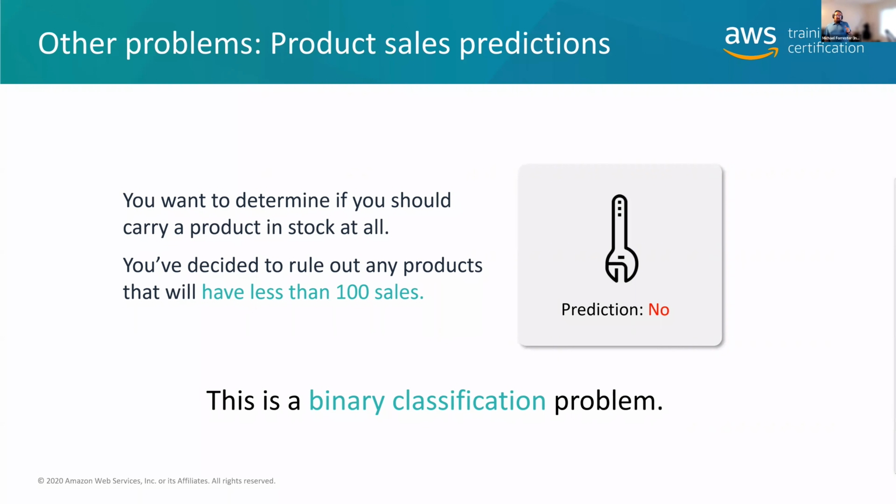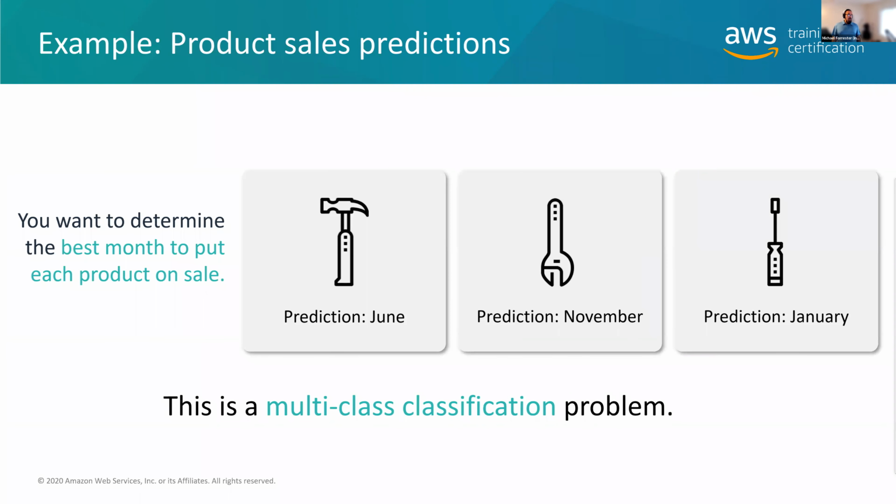You also might change the prediction. Instead of looking at a threshold and saying, hey, we're going to sell 100, 500, 1,000, you might say, look, which month would it be best to put this particular product on sale? So out of the 12, right, which month would be best for us in a Gregorian calendar?